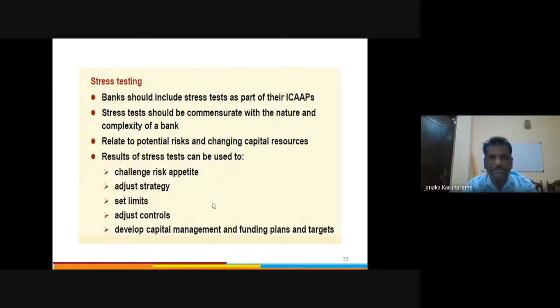Okay, stress testing. Now, banks should include stress tests as part of their ICAAP. So what is a stress test? Can anyone give an example of a stress test? How many of you have done any stress test in your analysis, in your office work? Anyone engaged in stress testing? No one? Okay. Anyone heard about the stress test? How do you do it?